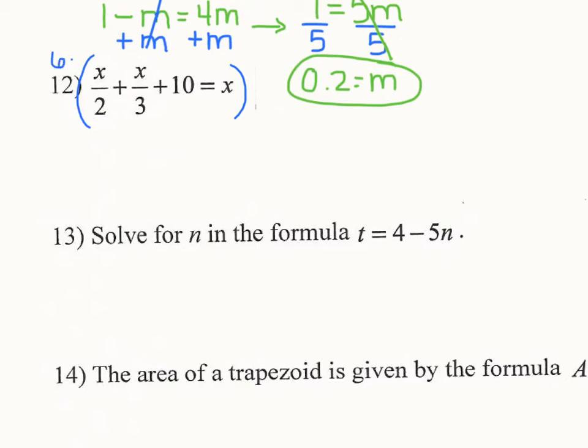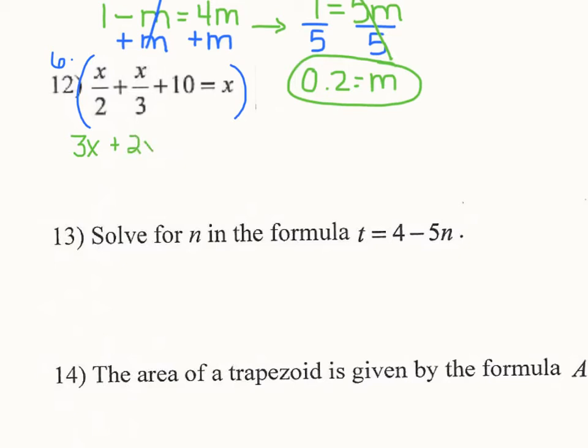Okay. Now when I do that here, this is really going to be 6 times x divided by 2. So really the 6 and the 2 I'm going to end up dividing. So 6 divided by 2 is 3. So this is now a 3x. And here, 6 divided by 3 is 2. So this is now a 2x.